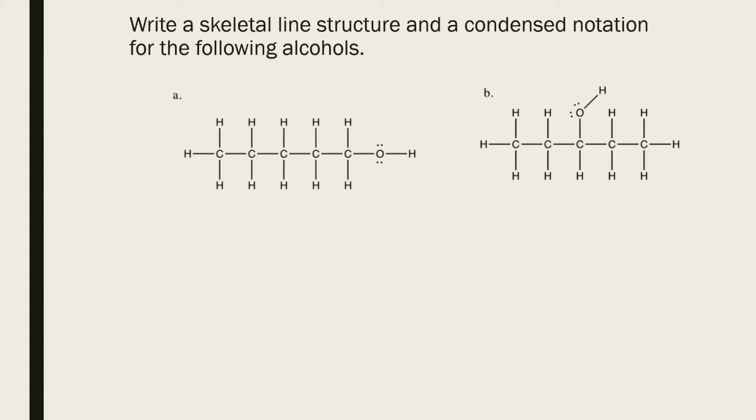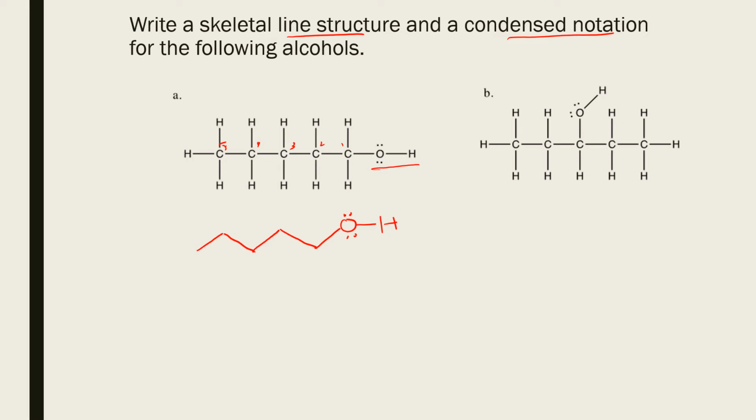Let's write the skeletal line structures and condensed notation for these alcohols. For A, let's first write the skeletal line structure. In this, if we count, we have a 1, 2, 3, 4, and 5 carbon chain, and then the alcohol functional group. As we know, in skeletal line structure, we represent the carbon chain with a zigzag line. So that would be 1, 2, 3, 4, and 5 carbons, and then we have an alcohol functional group, and we do show the hydrogen connected to the heteroatom.